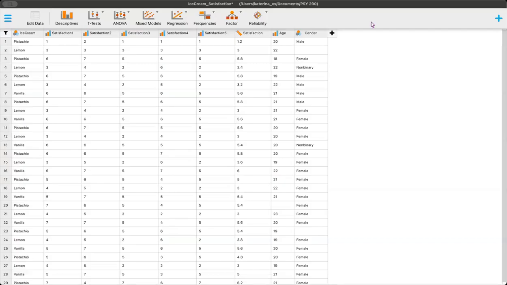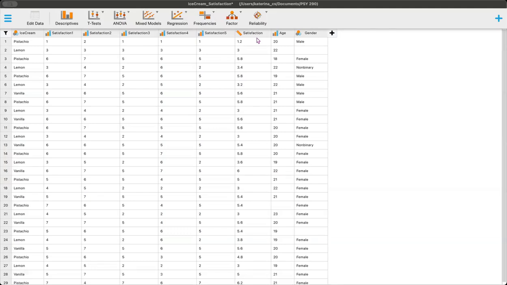Hello, in this video, we're going to talk about how to conduct an ANOVA, or analysis of variance, using JASP. So first of all, before conducting your ANOVA, you're going to want to make sure that you have a categorical independent variable and a continuous dependent variable. In this data set, the independent variable is preferred ice cream flavor and the dependent variable is life satisfaction.